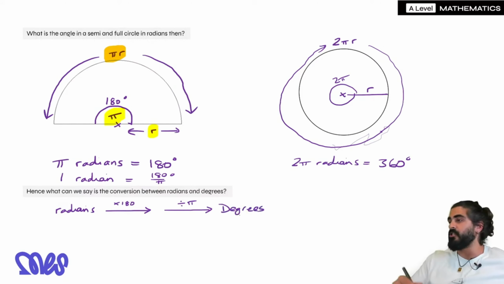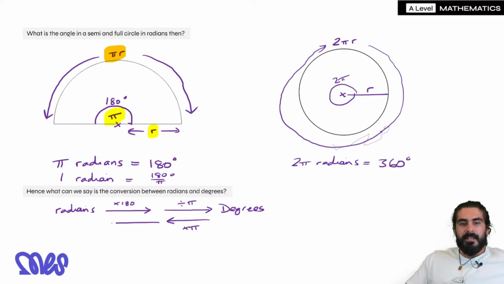We're going to do some conversions as well, just so that you can see how we do it. It's very rare for us to have to convert between degrees and radians, but here we can do it. But to go from degrees to radians, you just do the opposite. So you times by pi, and then you divide by 180. It really is quite simple, yeah?